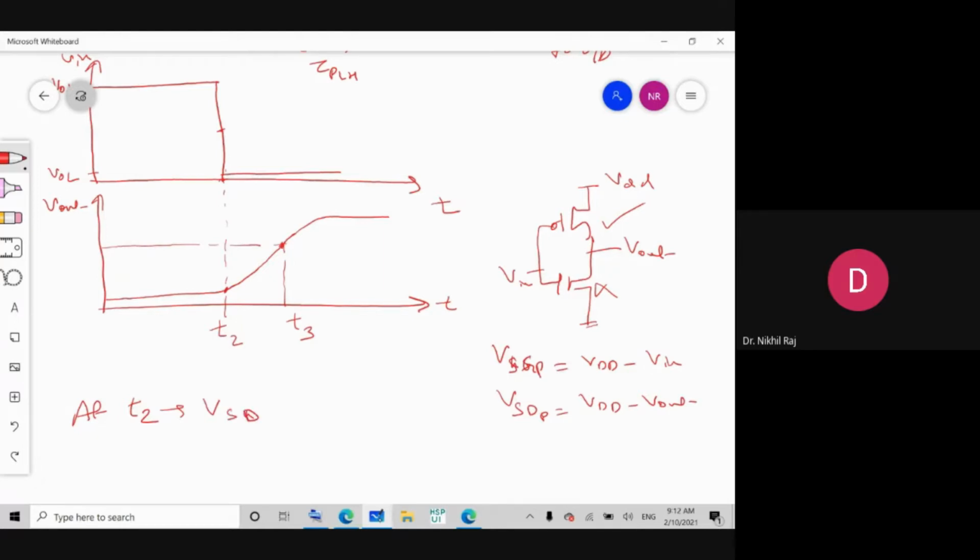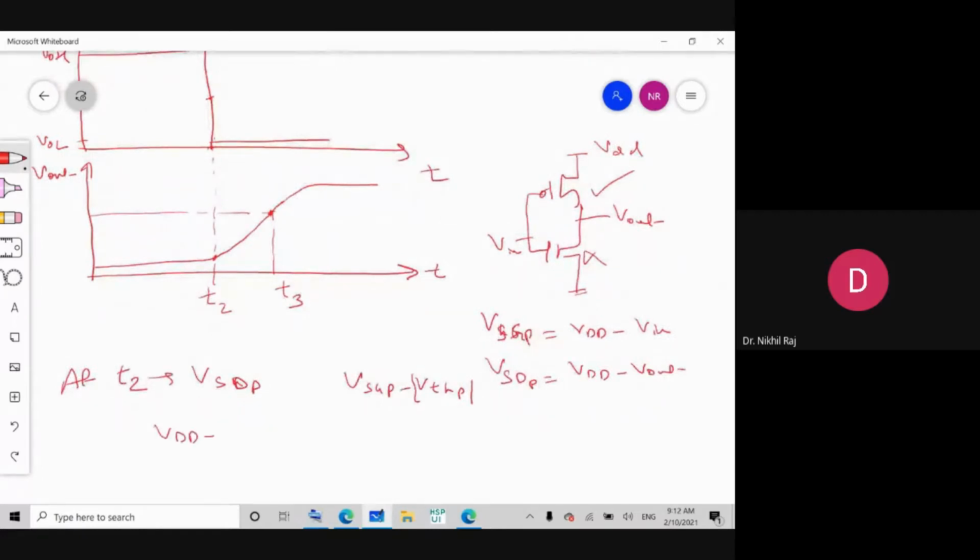VSD of P and VSG of P minus mod VTH of P. So these two comparisons will do. So what is VSD of P? VSD of P is nothing but VDD minus V out, and VSG is VDD minus V in minus mod of VTH of P. So in order to do the comparison, this VDD and this VDD are the same.